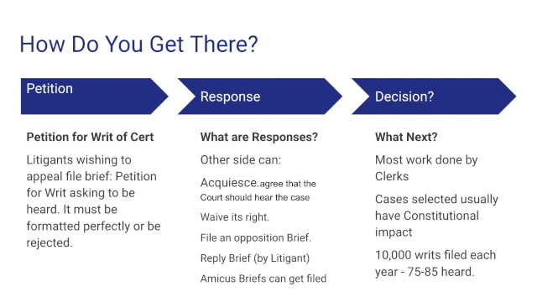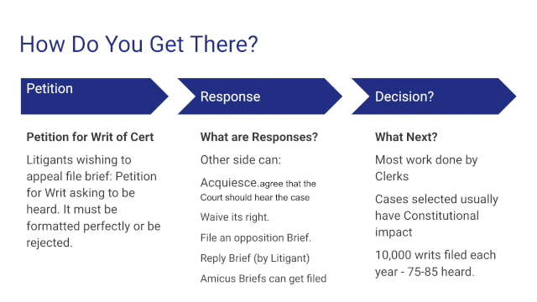However, if they do decide to hear it, they send down to the lower court for every single piece of paper that has ever been filed in this case. They also notify the other side. Now, at this point, the other side can acquiesce and agree that the court should hear the case. They can waive its right, which never happens. They can file an opposition brief and say, I don't think that the case should be heard by the Supreme Court.